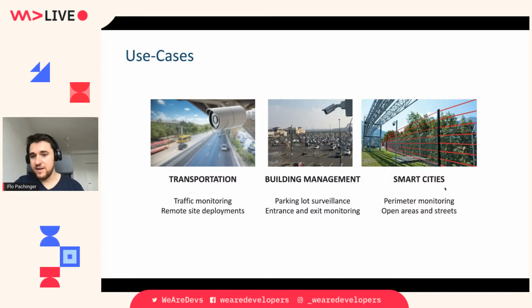And finally, smart cities. So, of course, perimeter monitoring in open areas and the streets, where you can see what is happening in your city. Apart from that, these are just examples of use cases. Like I said, in manufacturing industries it's nearly the same, where you can detect anything.